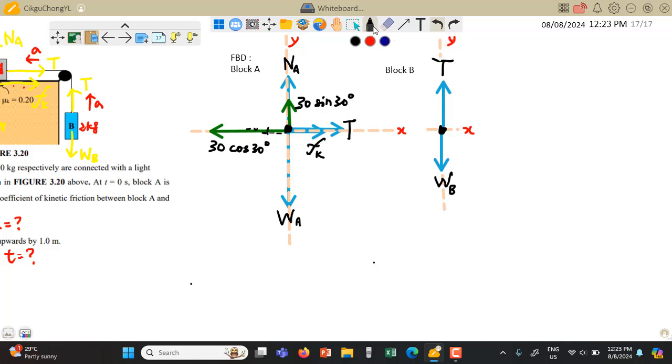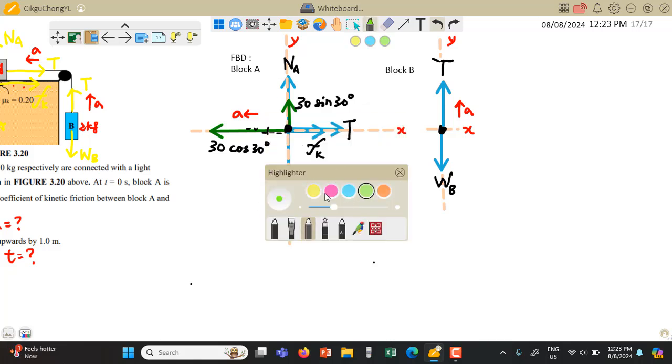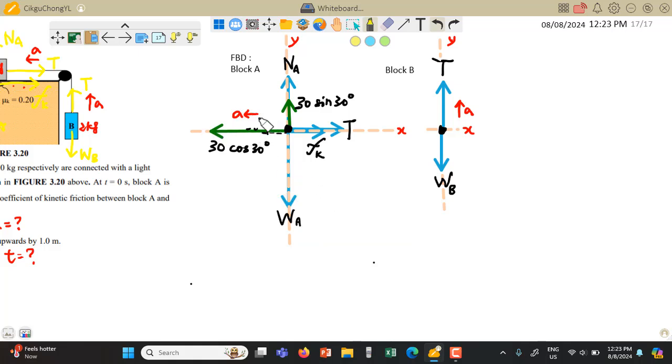Fourth step, we are going to write out our Newton's equations to calculate the accelerations. So I put the direction of acceleration predicted in the FBD. We predict that block A is going to accelerate leftward, and block B is going to accelerate upwards. So we write the Newton's equations for block A first. Since block A is going to accelerate along the x direction, I focus on all the components of forces along the x direction.